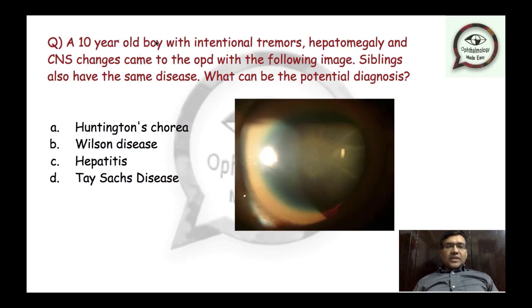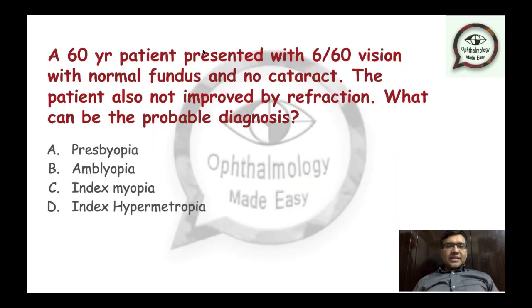The next question was another previous year question where they have asked about a 10-year-old male with intention tremors, hepatomegaly and CNS changes, and this is the anterior segment photograph where you are seeing the Wilson's ring, the KF ring, in the peripheral cornea at the level of limbus. This is basically the copper deposition which is seen in Wilson's disease, and the systemic features are also correlating.